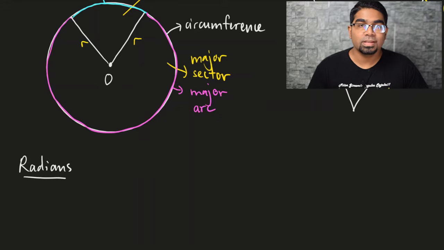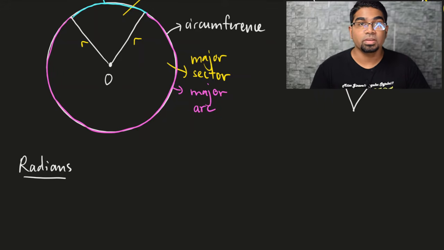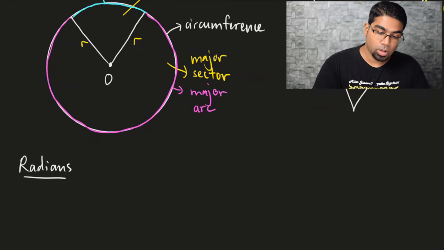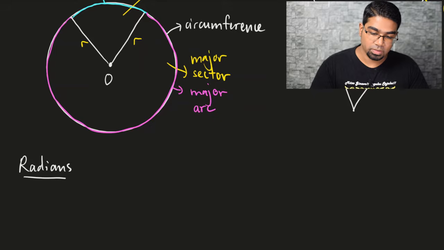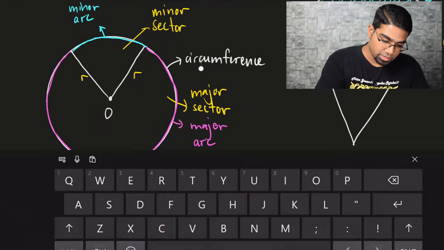Now that we know all the different parts of the circle, let's get into the concept of radians. What is radians? Radians is just a unit for angles. So instead of degrees, we also have radians. Now how is one radian defined? One radian, now let's mark the angle first. So we are looking at the angle subtended at the center of a sector like this.